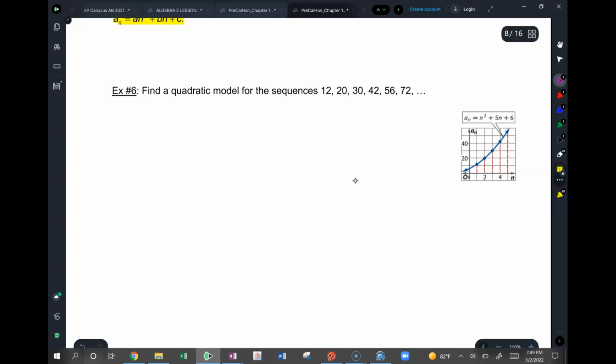Let's take the first differences here. When you subtract these, what's the difference? 8, 10, 12. Do you see how they're not the same? This is not an arithmetic sequence, because you don't have a common difference d. But what if you subtract these? You get 2, 2, 2, 2. So you see how the second differences are the same? That is crazy.